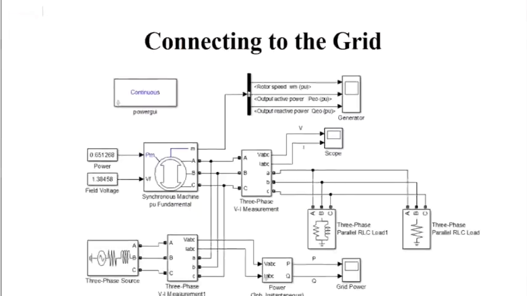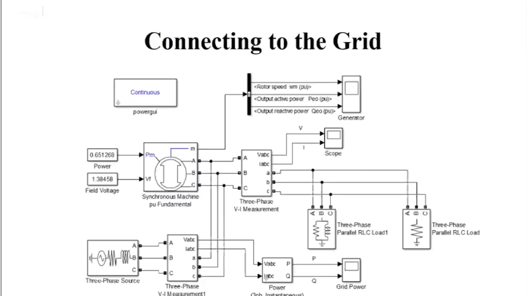The next one is if we want to connect our whole system to the grid. So we have a one per unit machine fundamental, and we have a three-phase source also there. If we are connecting a three-phase source, this three-phase source will act as the swing bus or slack bus. Then we can select this synchronous machine PU fundamental as a PQ bus or PV bus with respect to our requirement. And in this we have connected a three-phase parallel RLC load along with a three-phase resistor load. The three-phase parallel RLC load is 25 megawatt, and the three-phase parallel RL load is 40 megawatt active power and 15 MVAR reactive power. So this slack bus and this synchronous generator should provide these values to this circuit.